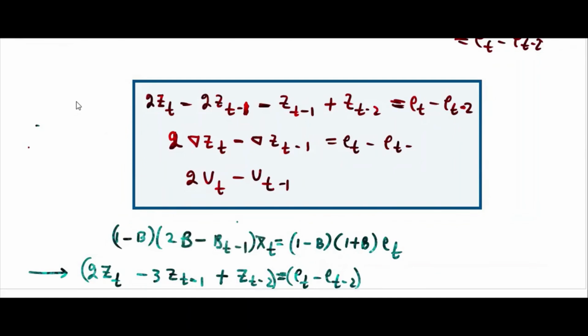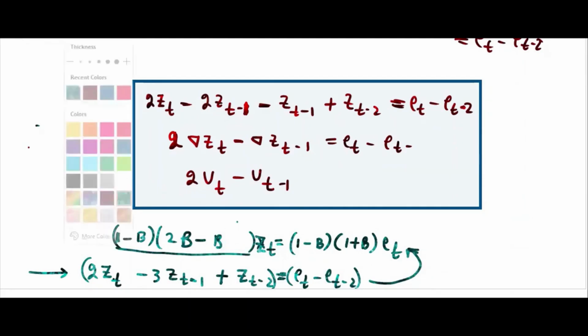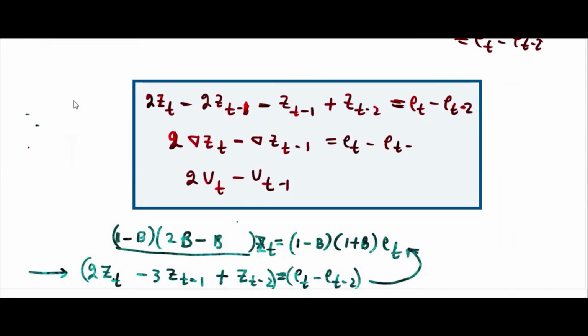Z_t. This series you have to write this way, because if you multiply these two, you will check that you are getting this 2Z_t here, okay? Then 1 minus 2B minus B, 2 minus B, 2 minus B. We'll check this one, not a problem, 2 minus B.